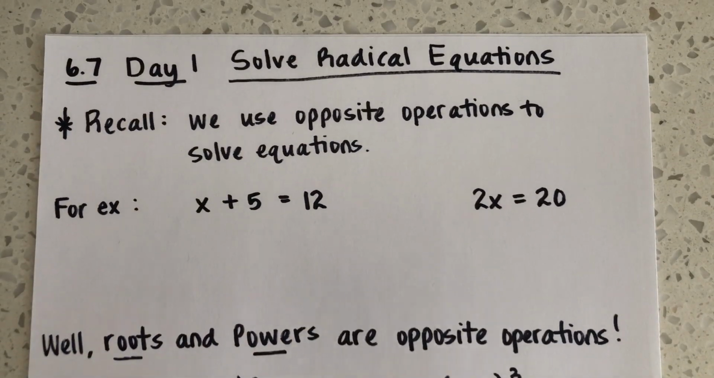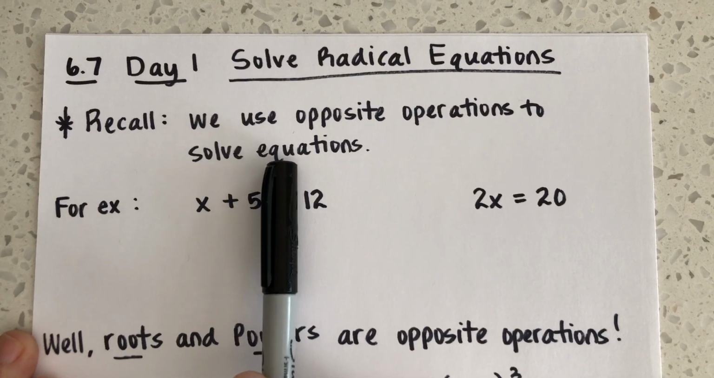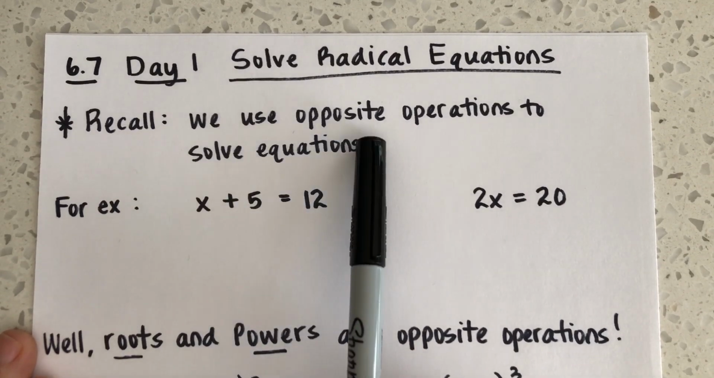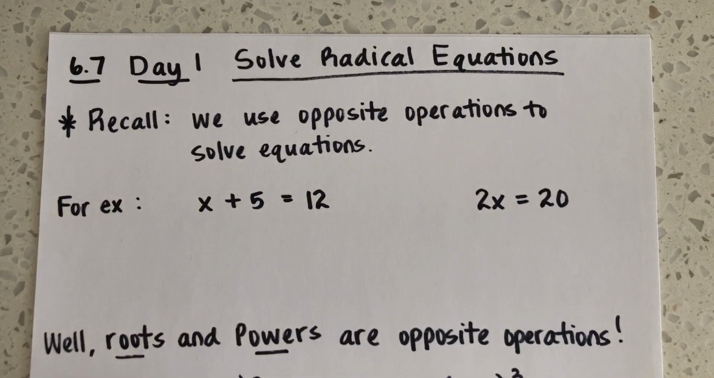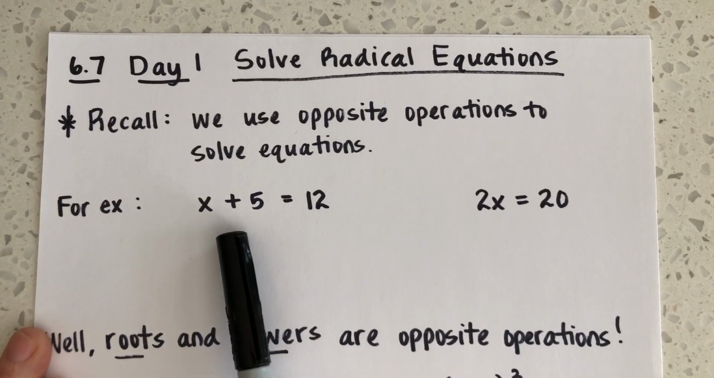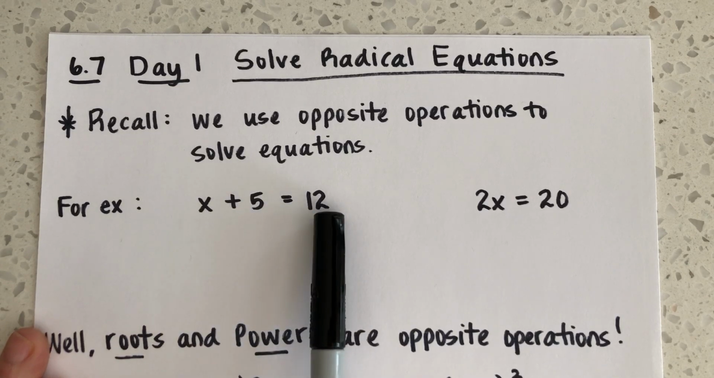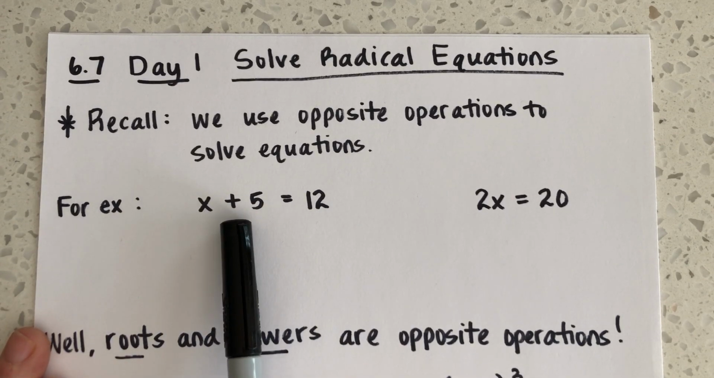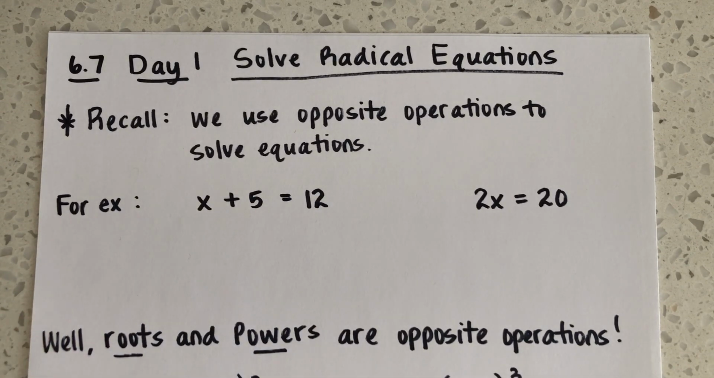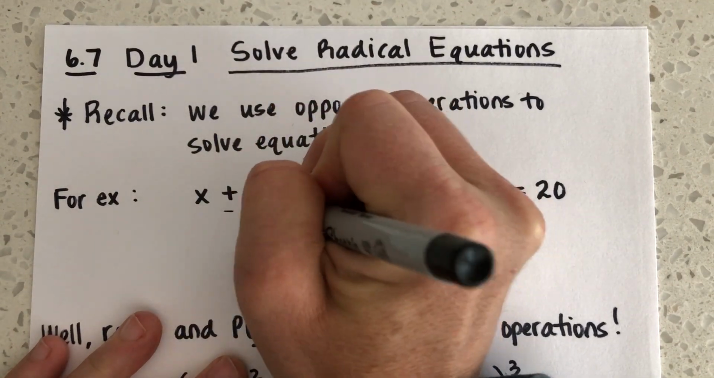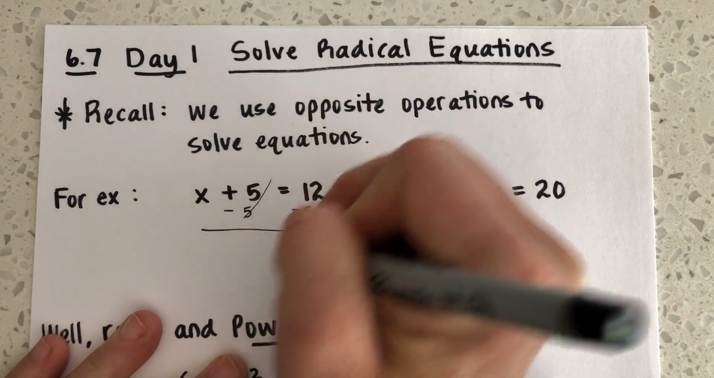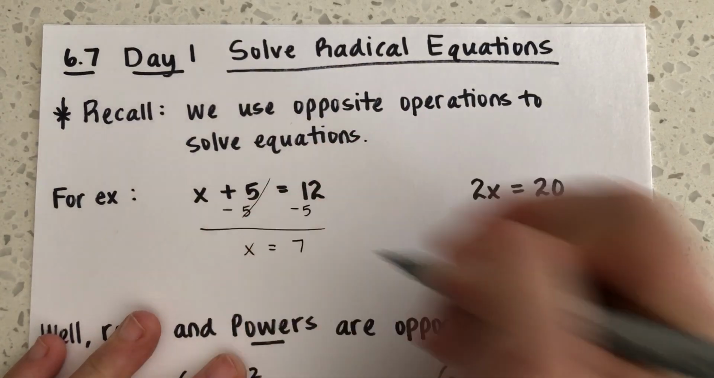So first, I need you guys to remember how we solve equations. We solve equations by using opposite operations, right? We have to undo what the equation is doing, okay? So for example, if you had to solve x plus 5 equals 12, well, if they're going to add 5 to x, we're going to do the opposite of that and subtract 5, because that's the opposite of adding 5. We're going to undo what they're doing, right? And then x would equal 7.